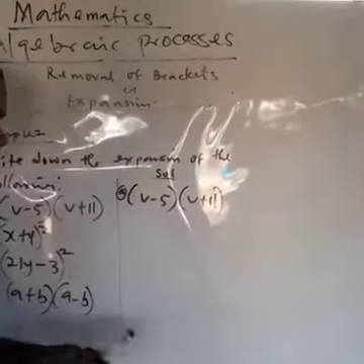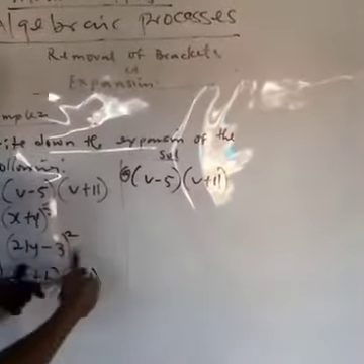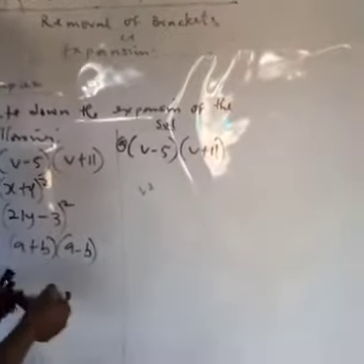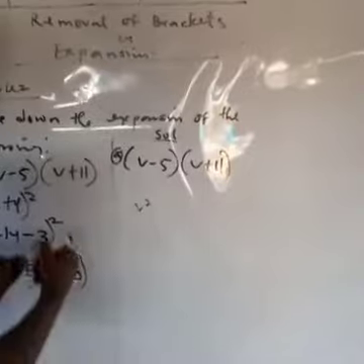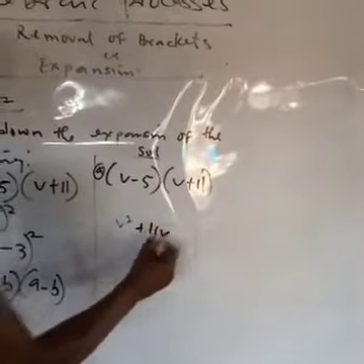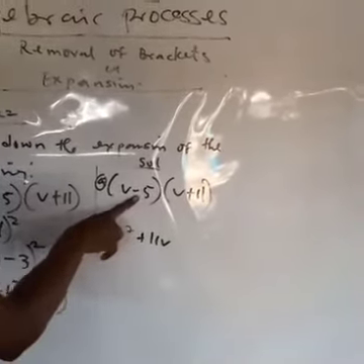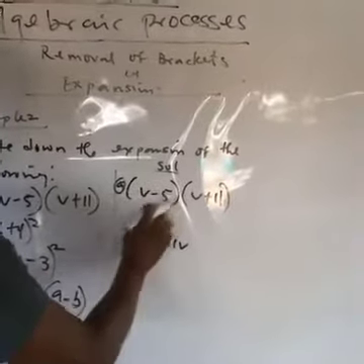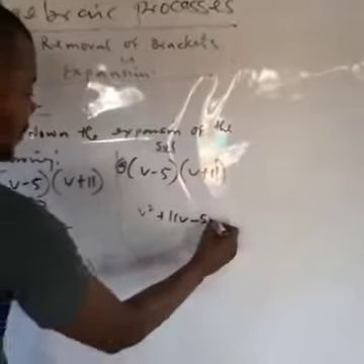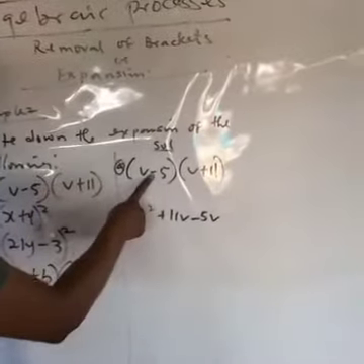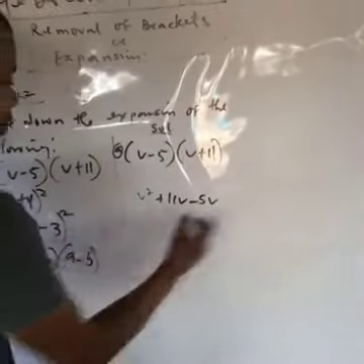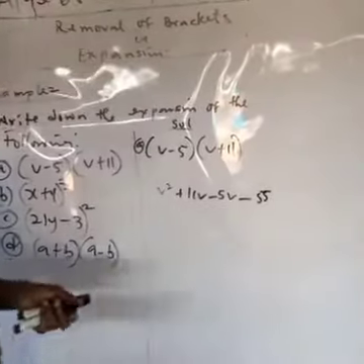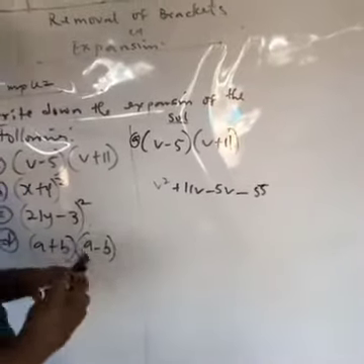Now let's quickly do that. Now we have v times v. V times v is v squared, as you all know. Then v times plus 11 is plus 11v. Minus 5 times plus v: minus times plus is minus. Minus 5 times v is minus 5v. As you can see, minus times plus is minus. Then minus 5 times 11 is 55, so minus 55.